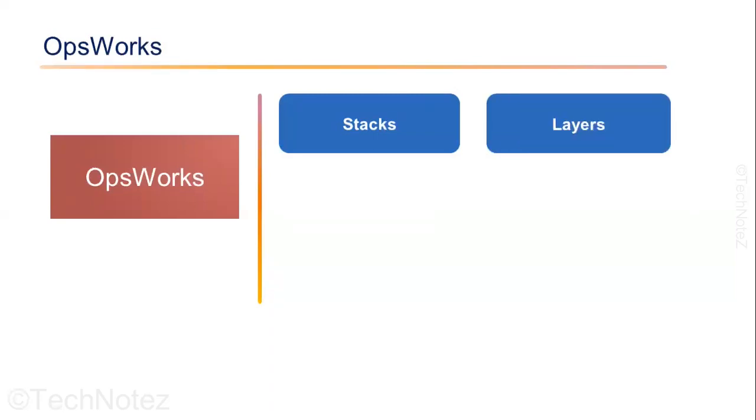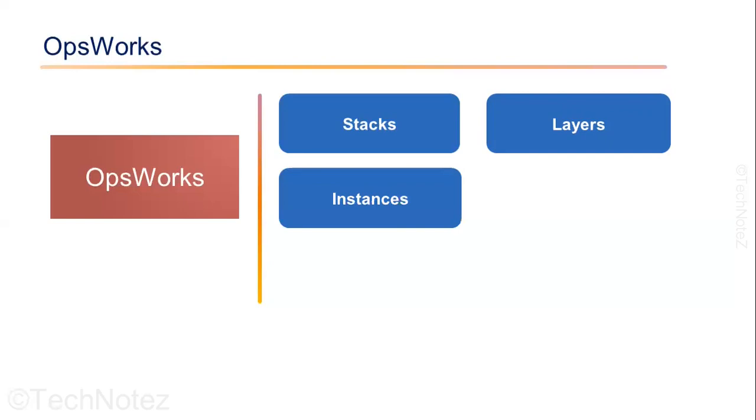A layer represents a set of resources that perform a specific function, such as running web servers, application servers, or databases. Layers can contain EC2 instances, Elastic Load Balancers, and Amazon RDS instances. Instances: an instance is a virtual machine that runs the software for a particular layer. Instances are created and managed by OpsWorks, and you can configure them with custom recipes and scripts.